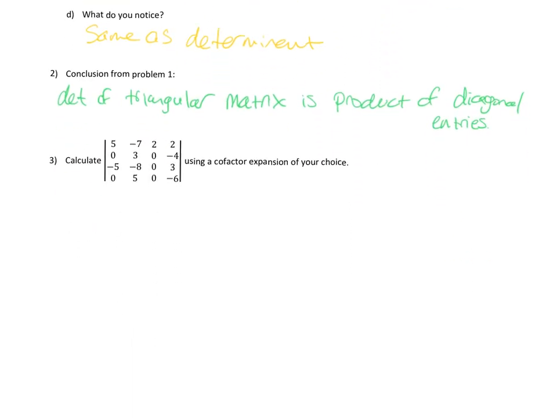Okay, so now I have a 4 by 4 matrix, and I want to calculate its determinant using a cofactor expansion. So I'm definitely going to go down the third column because it has 3 zeros. It's the third column, so you start with the 2, not changing the sign, and then you calculate the determinant of the 3 by 3 matrix that's left when you cross out the row and column that contains that 2. So what I'm left with is 0, 3, negative 4, negative 5, negative 8, 3, and 0, 5, negative 6.